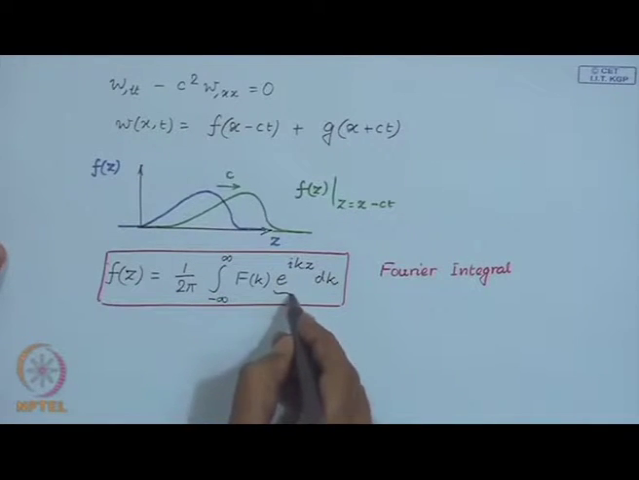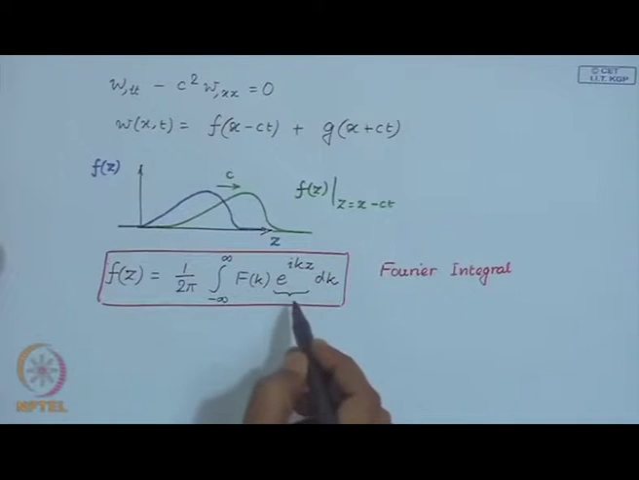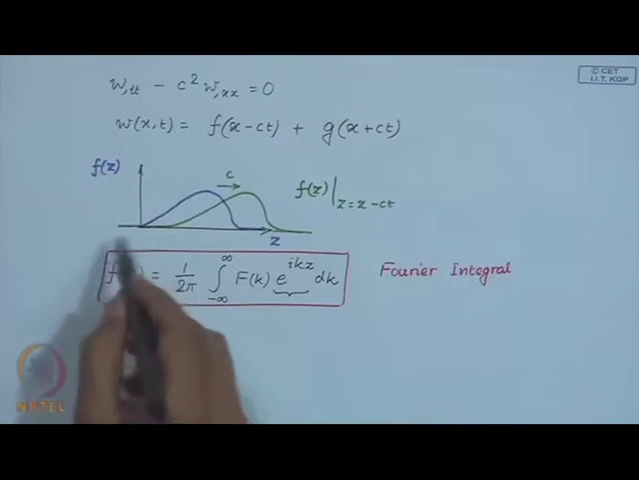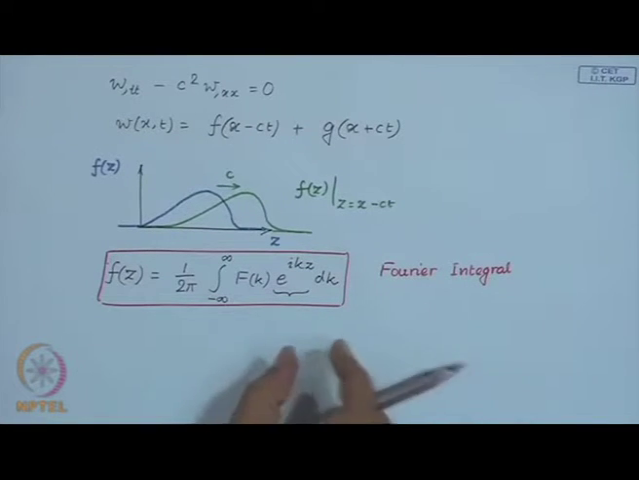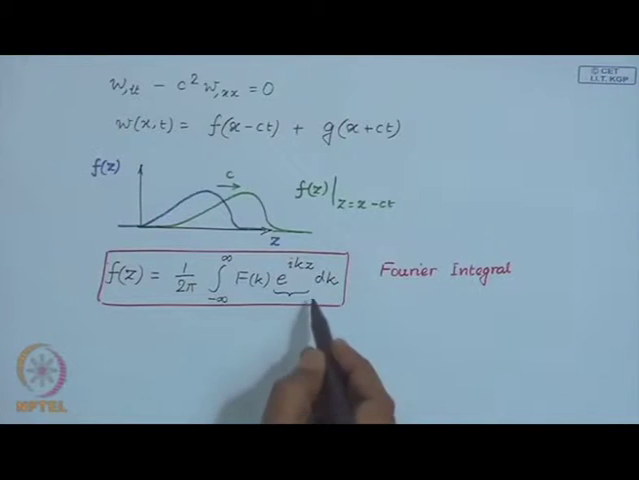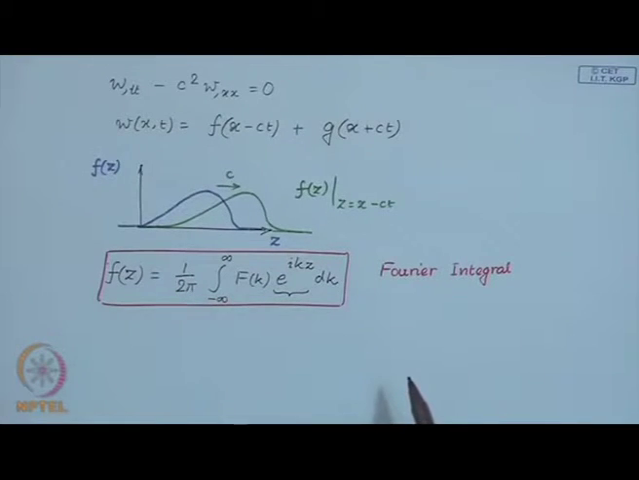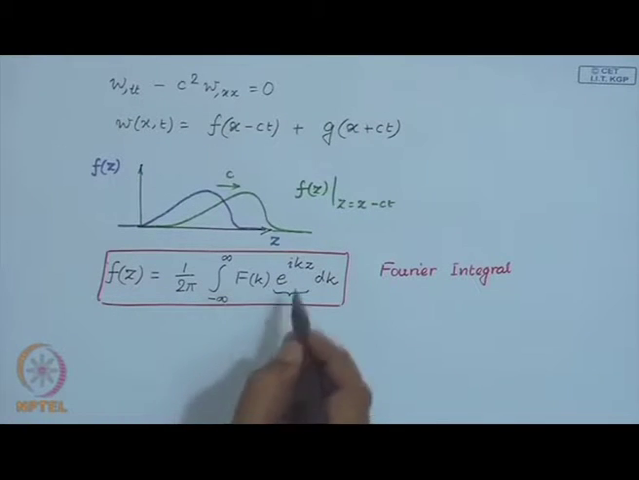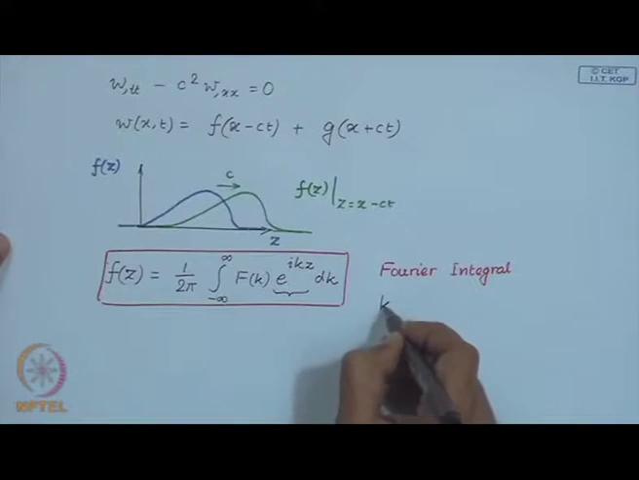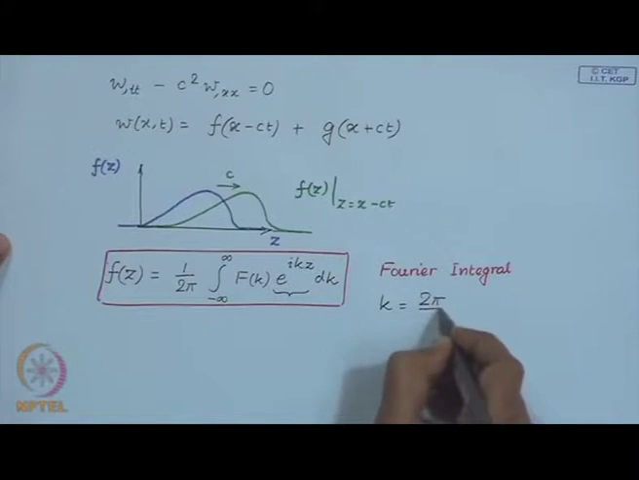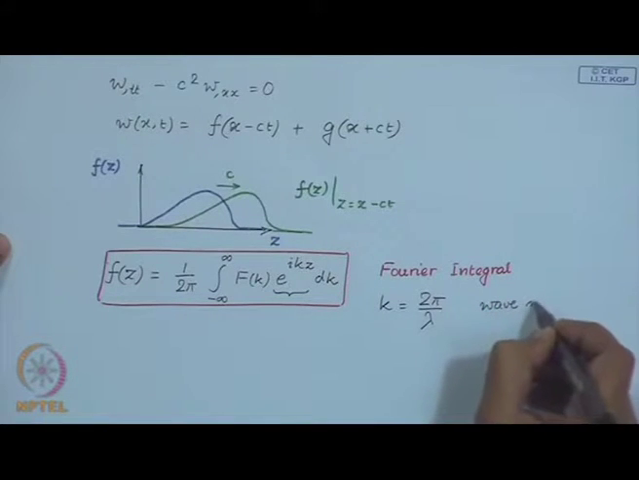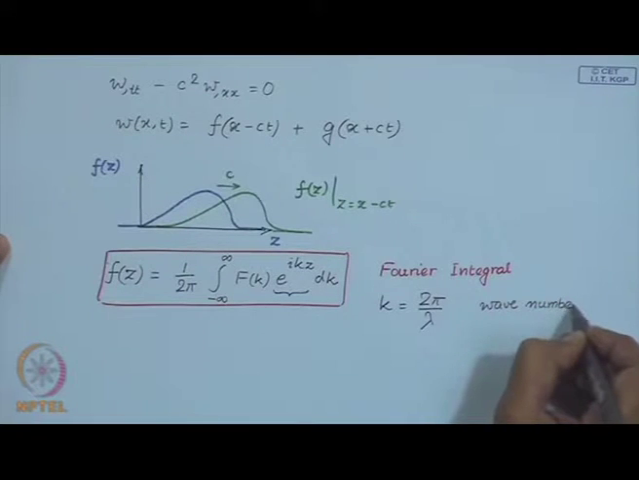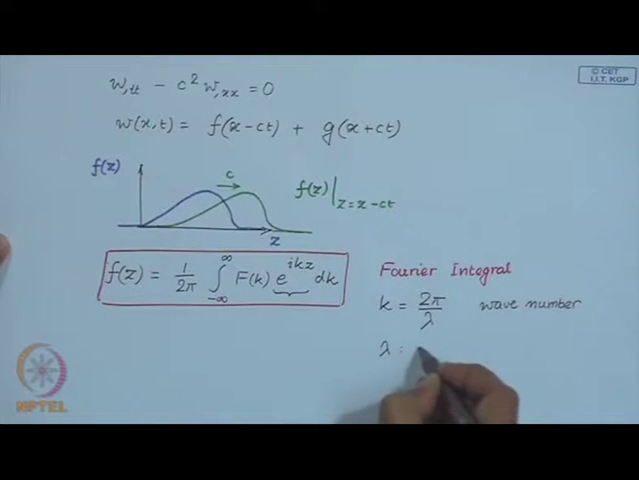This can be written in terms of cosine and sine of kz. So, any pulse like this is a superposition of sines and cosines, represented in terms of this integral, where this k is known as the wave number and lambda is the wavelength.